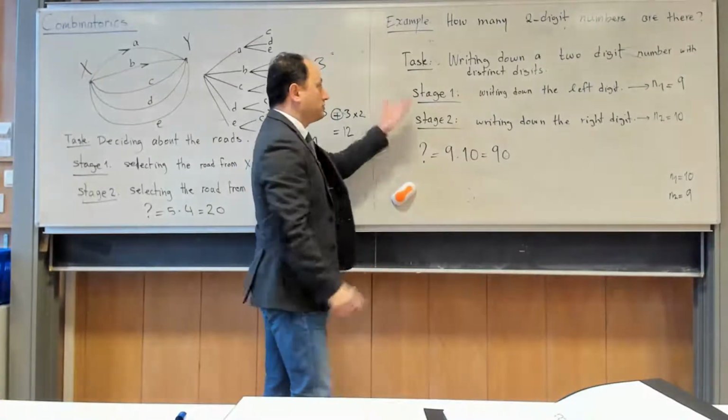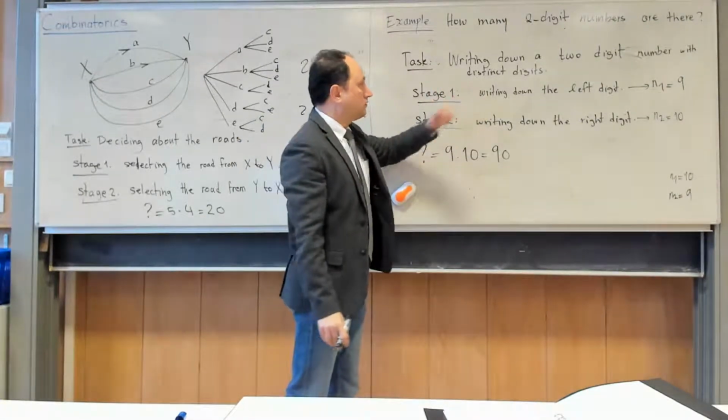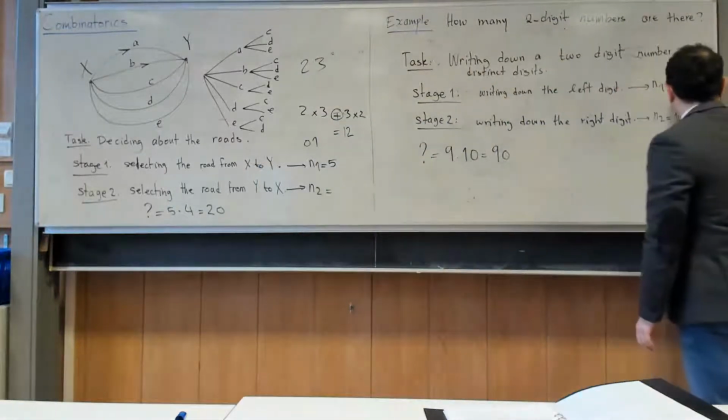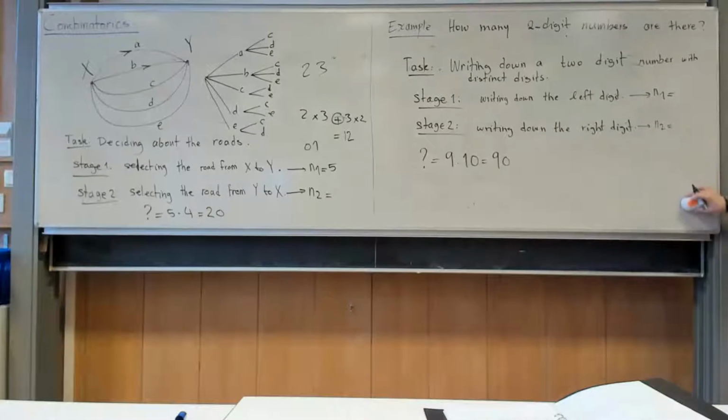So the task now is changed. What is stage 1? I can write it as stage 1 again, and stage 2, and then let us see. How many options are available for stage 1? Yes? 9. For stage 1, it's 9. Why do you write 9? Because 0 cannot be chosen. But how many options are available for stage 2? Yes? 9. Again, 9. Do you agree?